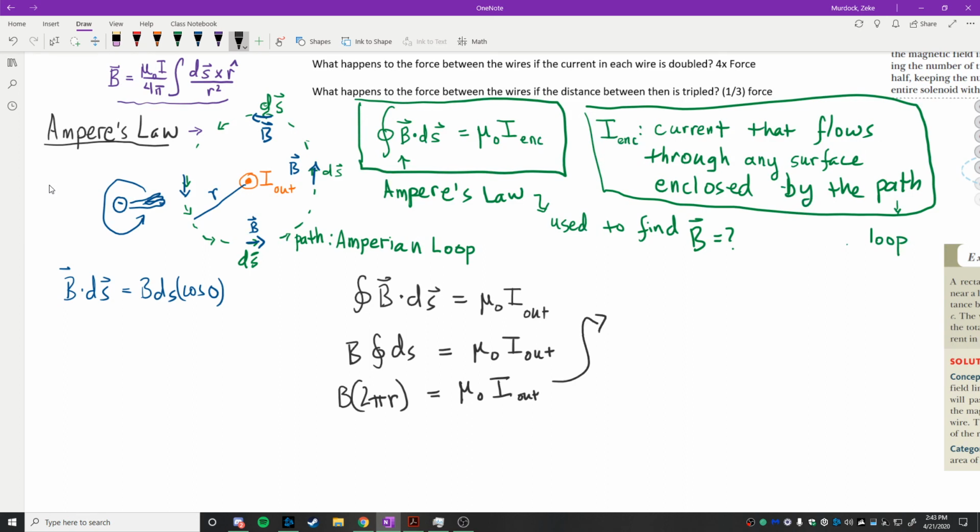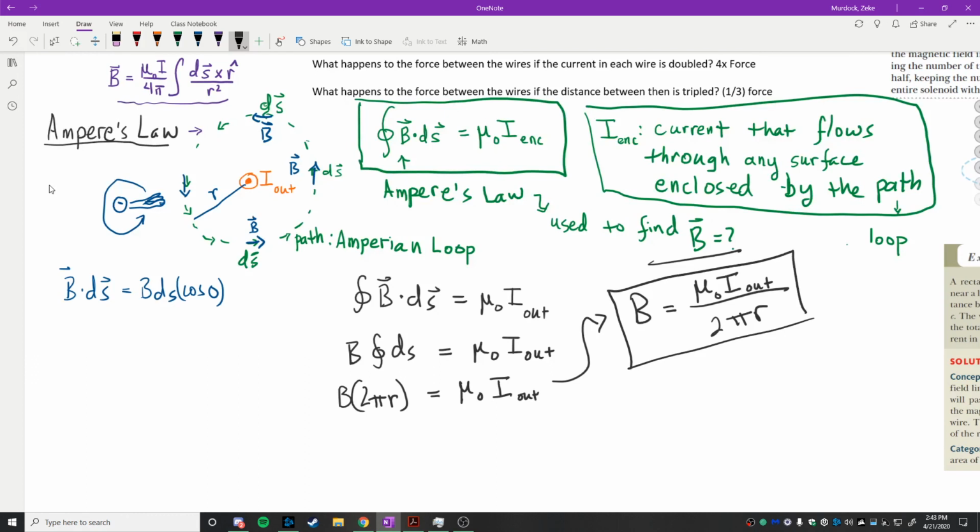Because this tells us that the size, and again, the goal was to find B, right? The size of the magnetic field is now equal to mu naught multiplied by the current, in this case we called it I out. It's really just some current divided by 2 pi r. This is the same thing that we got from using the Biot-Savart law, except it's extremely simple. And this is a very powerful way to calculate, as we'll see in a second, the magnetic field of a solenoid, the magnetic field of a toroid as well. Okay, that is Ampere's law.